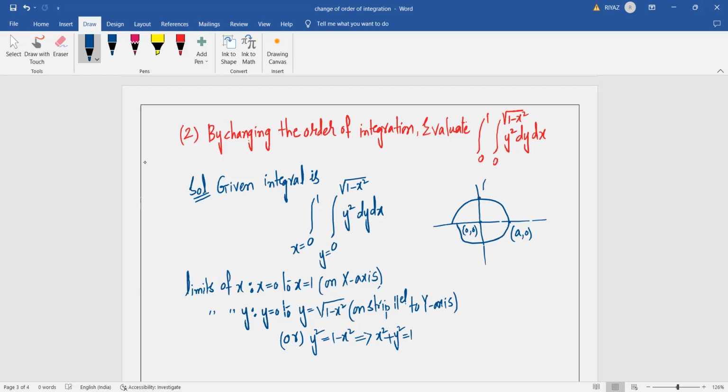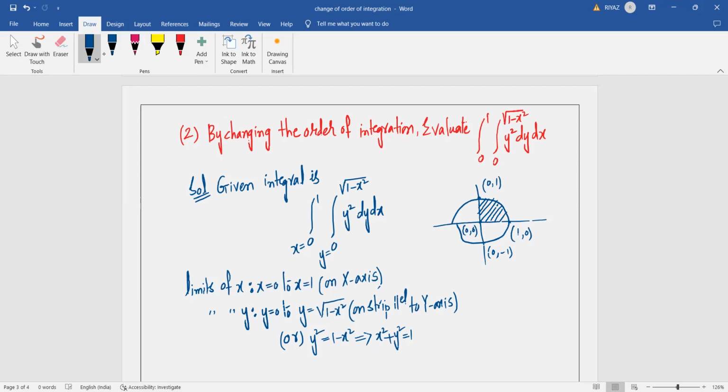This is not A, it is 1, right? Because it's a circle of radius 1 unit. This is 1 comma 0, this is 0 comma 1, and this is 0 comma 0. We don't need the 0 comma minus 1 part, that part is not required. This is our region of integration.